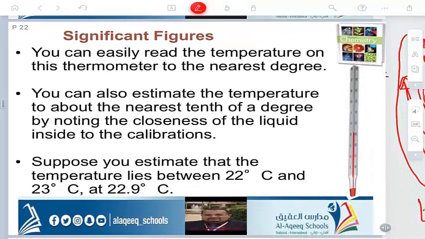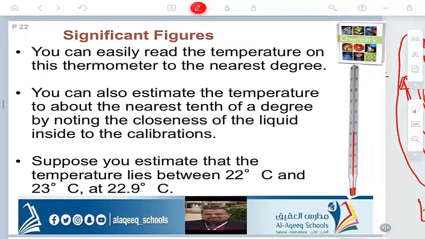Let's move to something else. We have something called significant figures. What is a significant figure? In temperature, in anything, you can represent the numbers to the nearest degree or nearest value. For example, you estimate the temperature between 22 and 23 if the temperature is 22.9. So it's between 22 and 23.